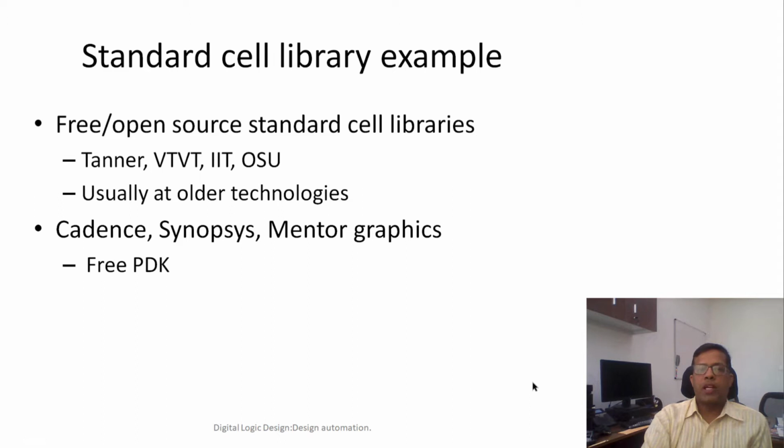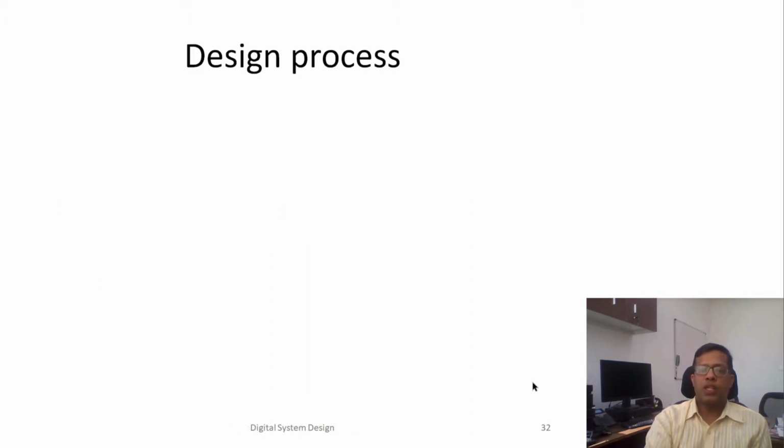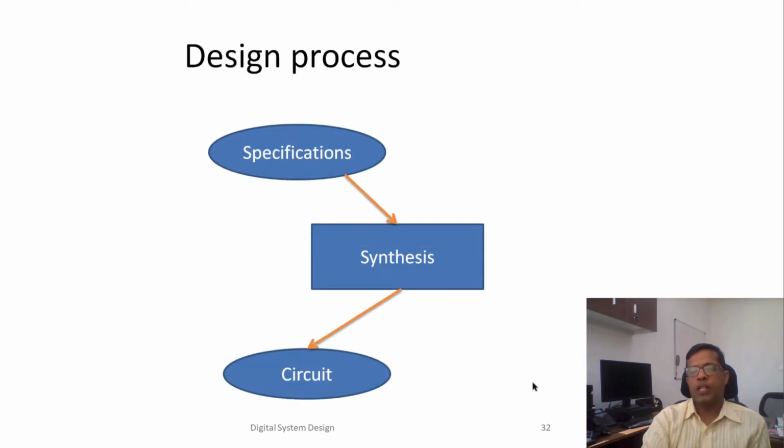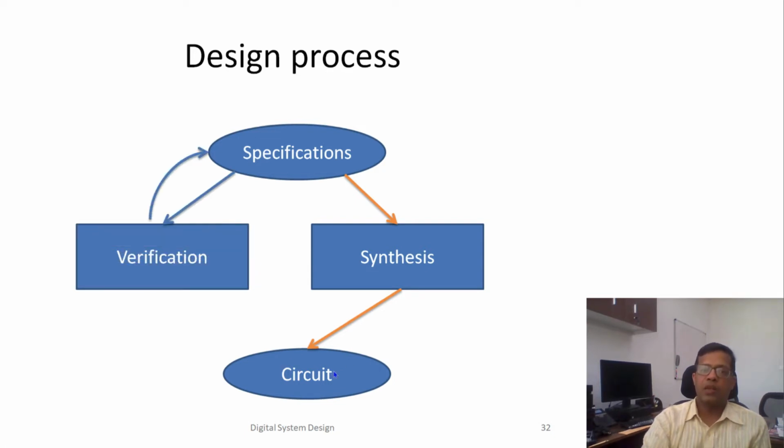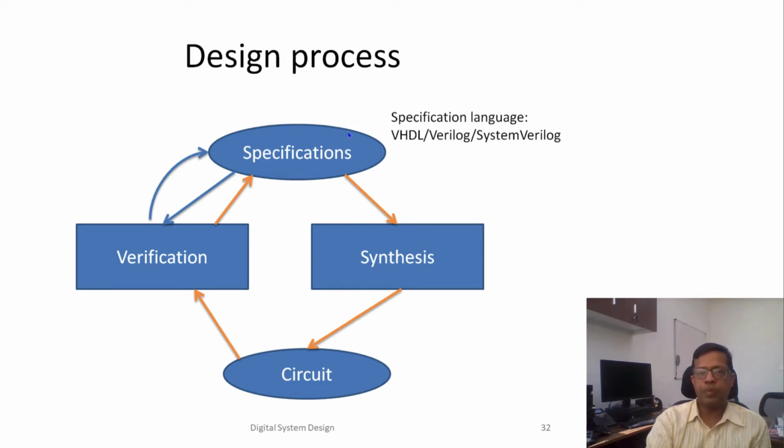Now with this background of standard cell, let's quickly look at the design process. This diagram we have seen earlier also. It starts with specification, then we do synthesis, then the circuit in the form of gates is generated, and in parallel we also do verification. This iteration step would be there: if the verification is not complete, or the circuit is not correct, then we'll again go and change the specification.